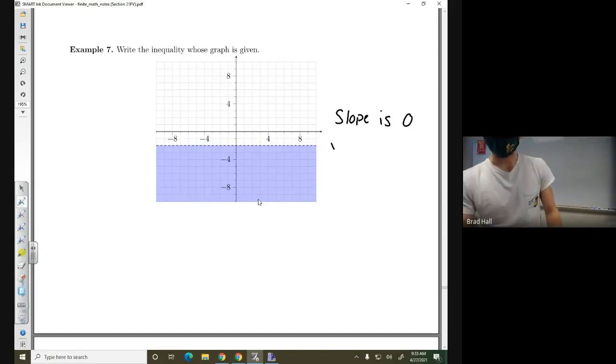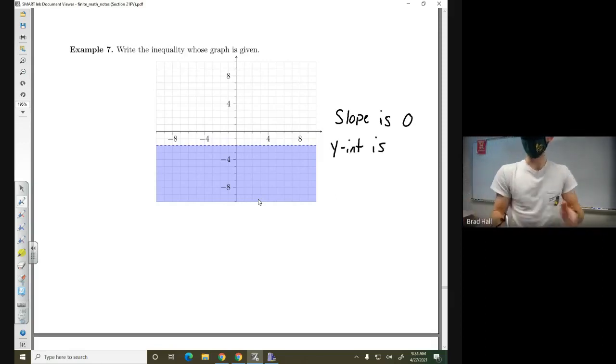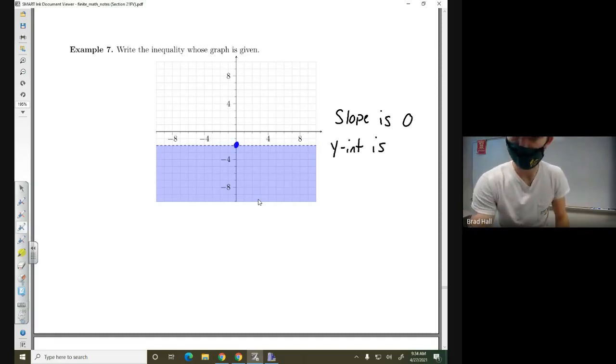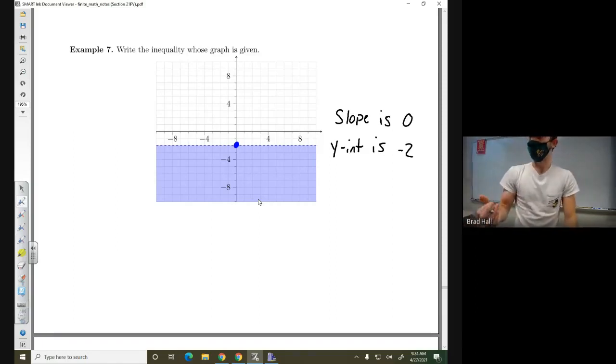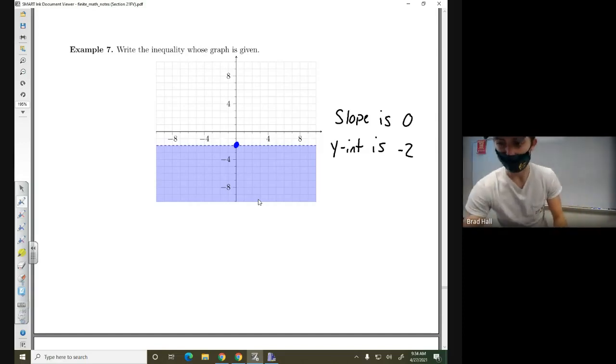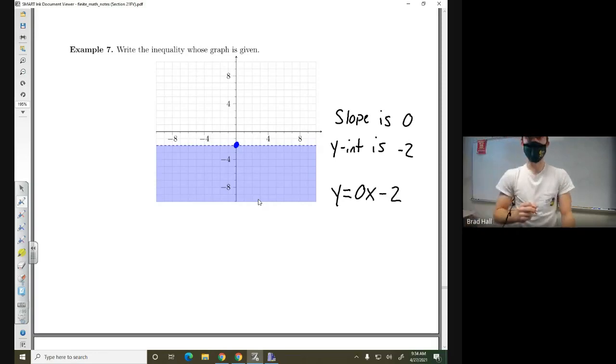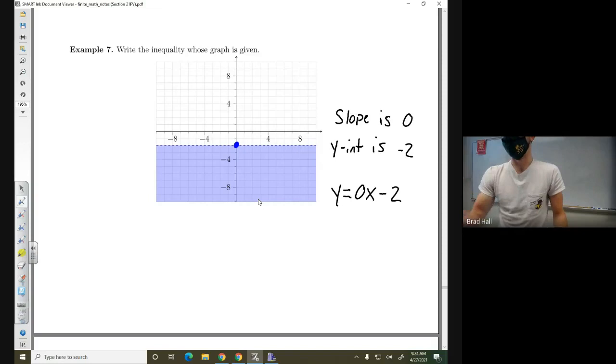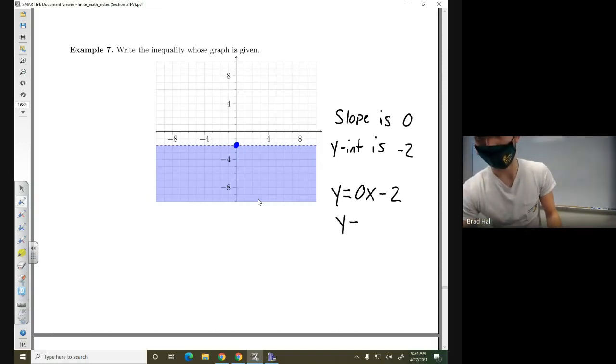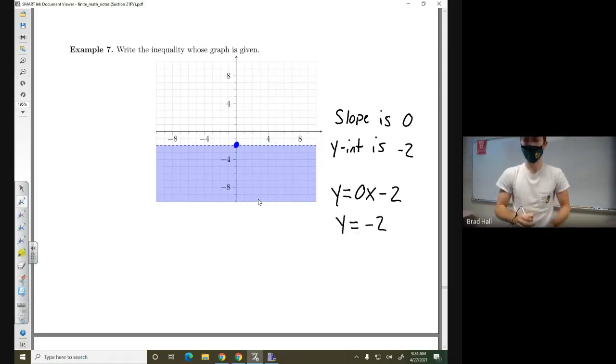And so the y-intercept, well, the y-axis is the axis going up and down. Where does it intersect the y-axis at? Looks like at -2. So if anything, this tells us the underlying equation that's going on. That's y is equal to 0x minus 2, you know, mx plus b. But the 0 cancels out the x. So really, we just have y is -2.